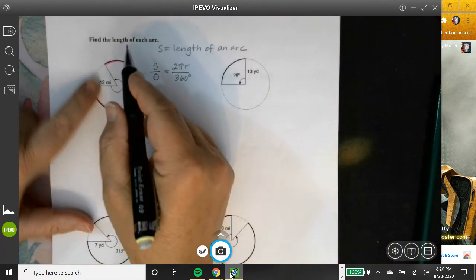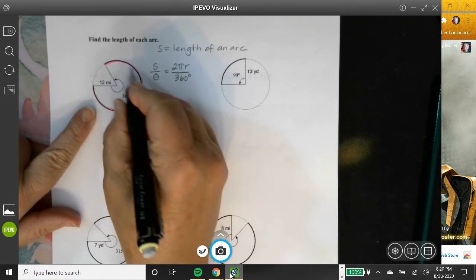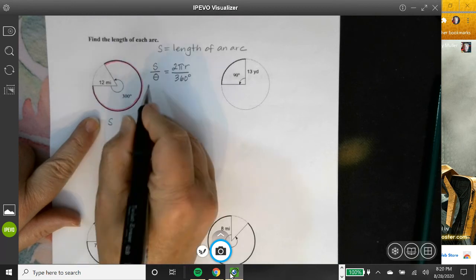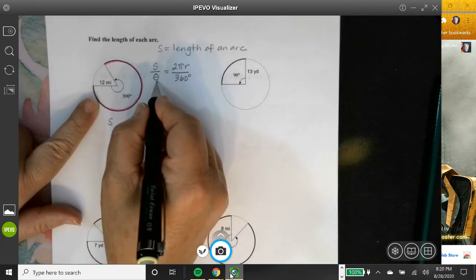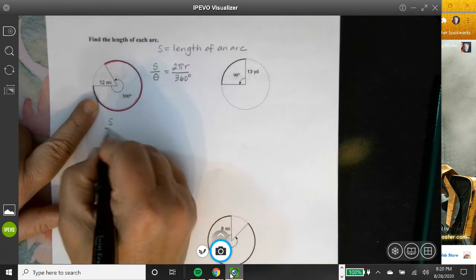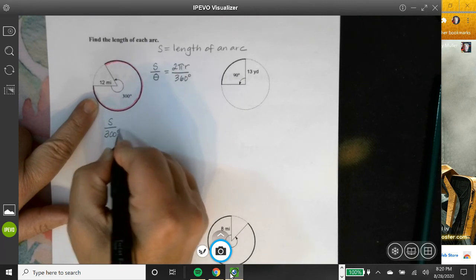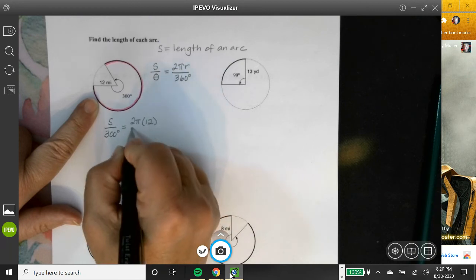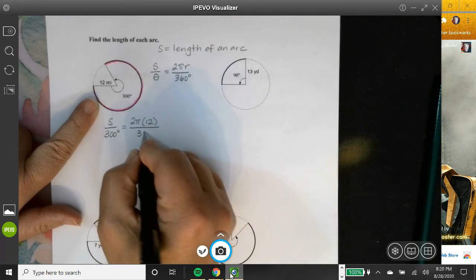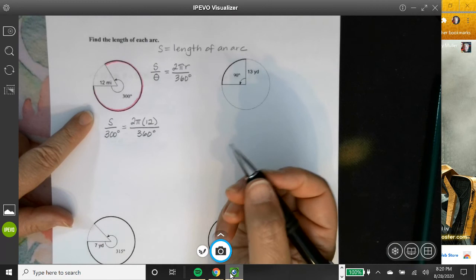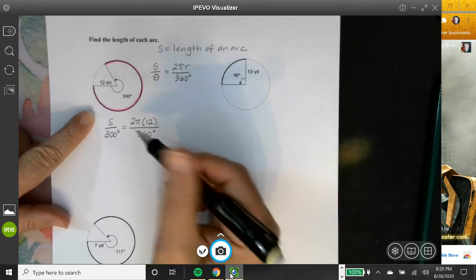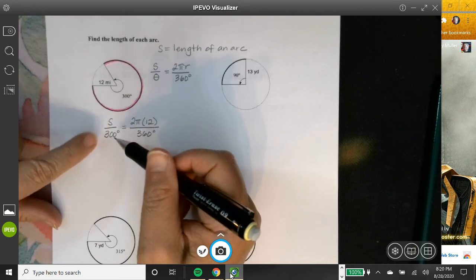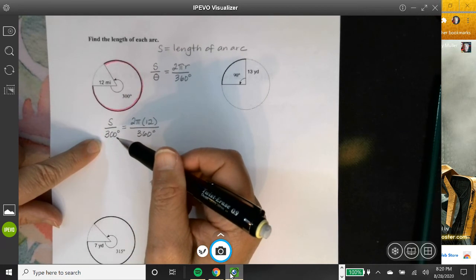So if I want to find the length of the arc, which is the pink color here, I'm going to say S is to the part of the theta that it crosses, which is 300. So S is to 300 as 2 pi r, and r is 12, is to 360. So all the way around is to all the way around, as part of the way around is to part of the way around. That's the way I think of it.